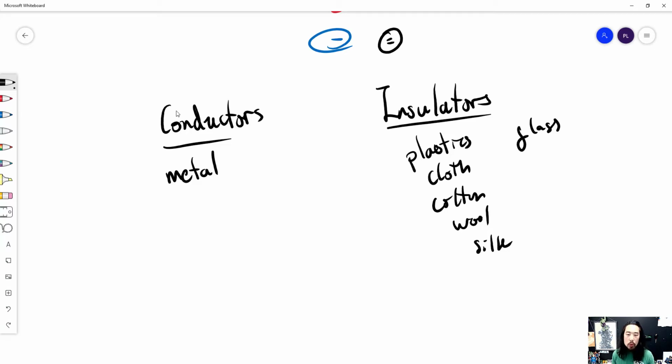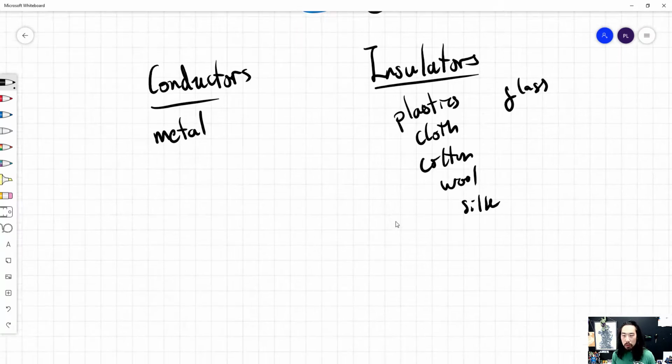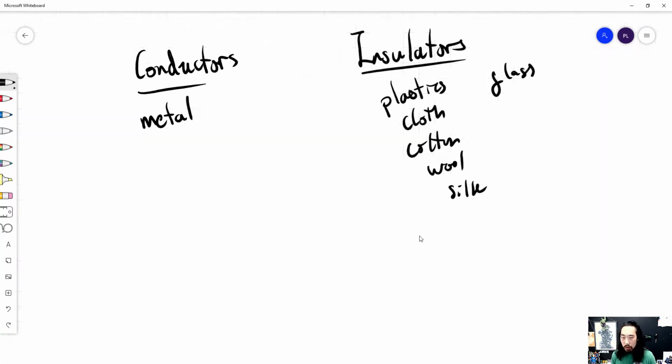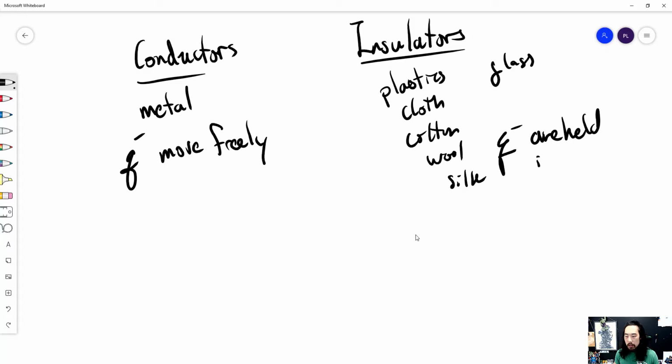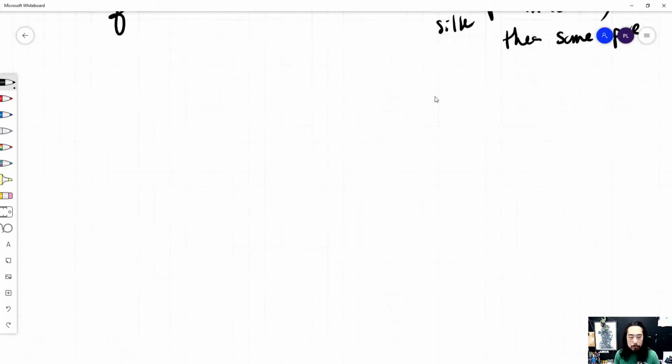Now, there is a table that goes over what are good conductors and what are good insulators, but that is for another time. So the big difference between the two is that for conductors, the negative charges move freely. Okay, and for insulators, the negative charges are held in relatively the same space.